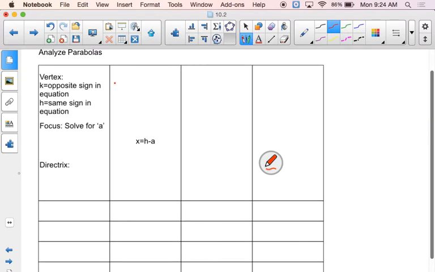So let's look at y plus 2 squared is equal to 6 times x minus 2.